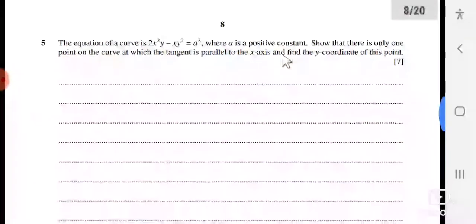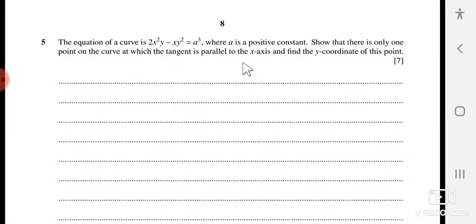Okay, now moving next. Here once again, this is an implicit equation. Okay, this implicit equation, he is saying show that there is only one point on the curve at which the tangent is parallel to this. First of all, apply the differentiation rule for implicit equations.